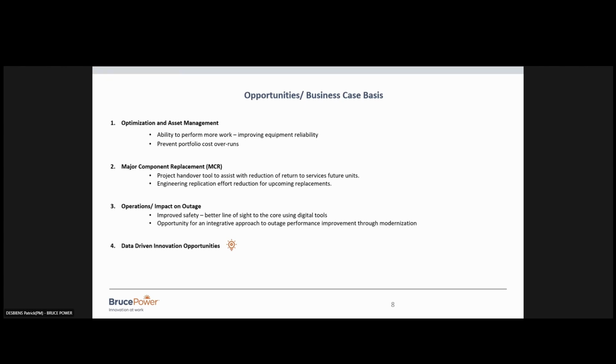What did we put in our business case in terms of the opportunities that we see with using these types of tools? Really, it's about optimization and asset management. So perform more work with the same amount of dollars and time. That will ultimately improve our equipment reliability and prevent portfolio cost overruns. As you can imagine, with this many projects happening, and the fact that we need to continually decrease cost through delivering these projects, that's a main one.